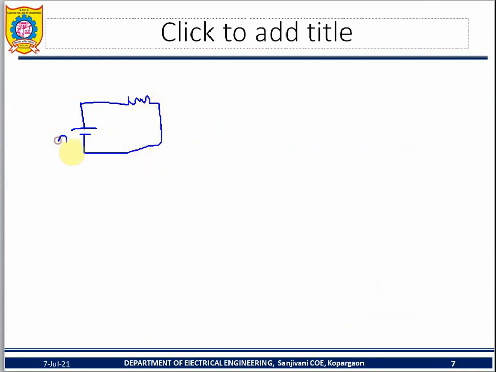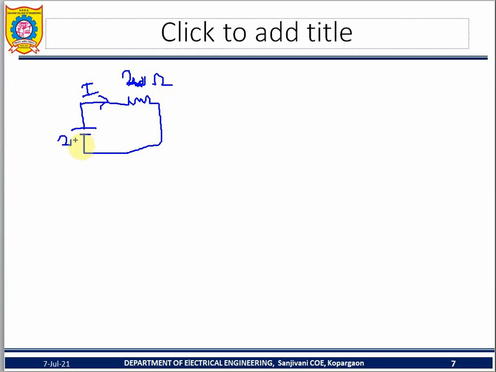Okay, so here is a 2 volt source, a 2 ohm resistor, and another 2 ohm. Can you find out what the current is? Find the I value and the power value.